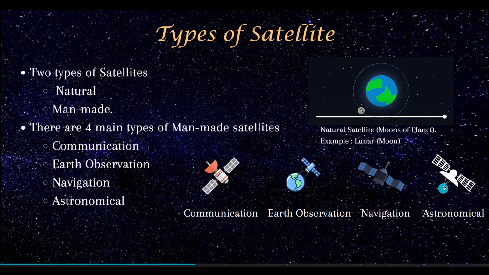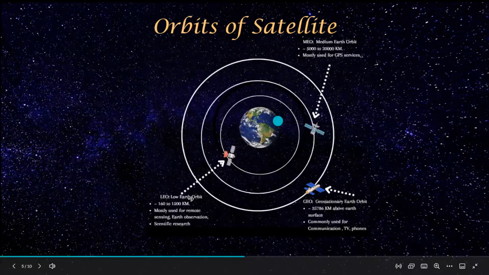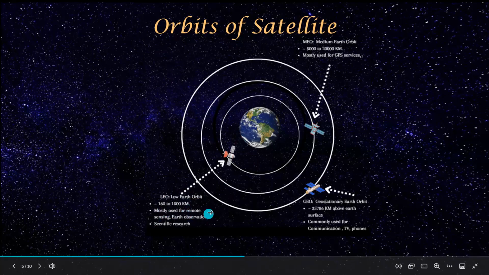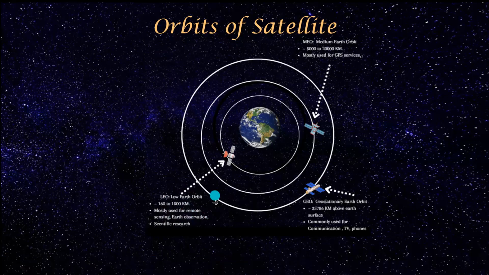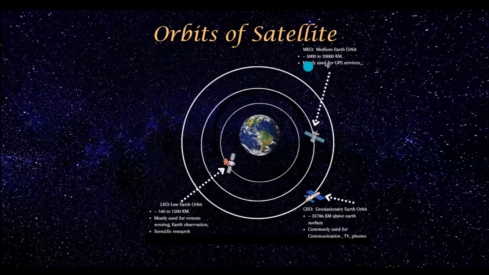We'll know how it works. Now, orbits of satellites. There are three orbits of satellites: LEO, MEO, and GEO. LEO means low Earth orbit, and that is 160 to 1,500 kilometers far. This is mostly used for remote sensing, Earth observation, and scientific research. Medium or middle Earth orbit is 5,000 to 20,000 kilometers far, mostly used for GPS services.